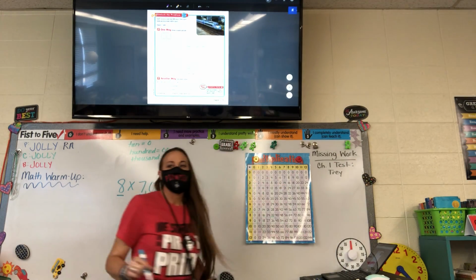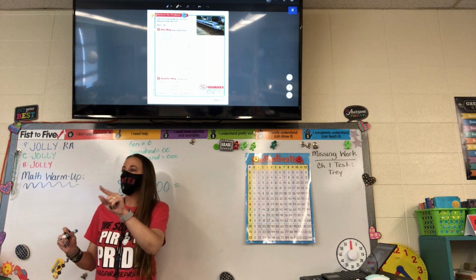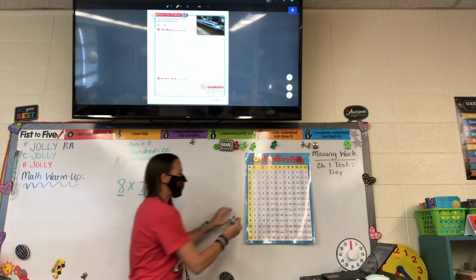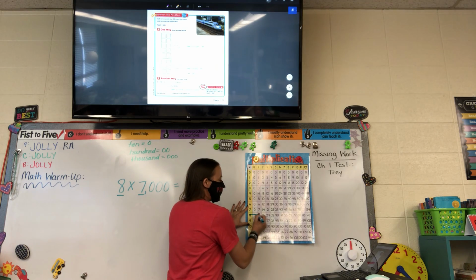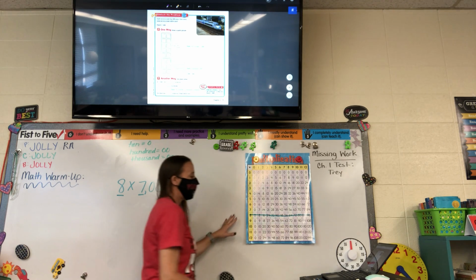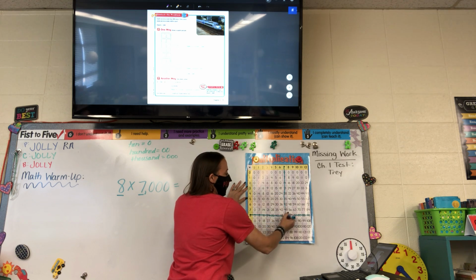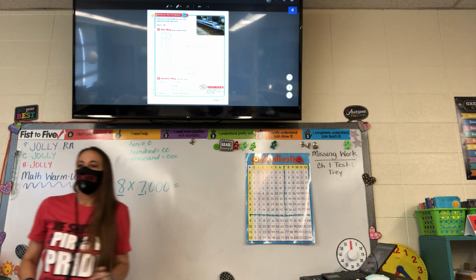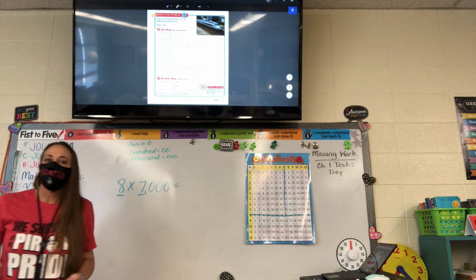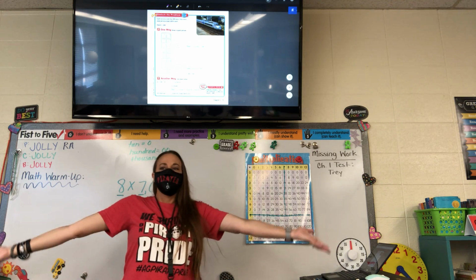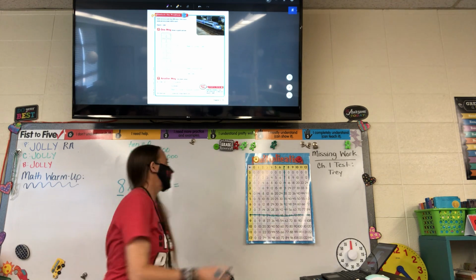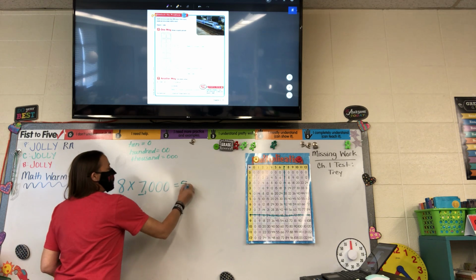8 times 7. Multiplication table. This is how you do 8 times 7. You go to the 8 row, you draw a line all the way across. Then you go to the 7 and you go down and you stop when you get to that other line. Where did the two lines meet? At 56. 8 times 7 is 56.